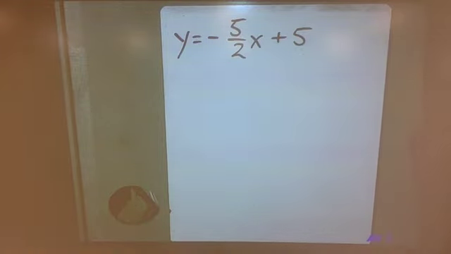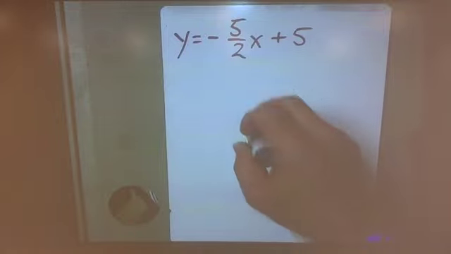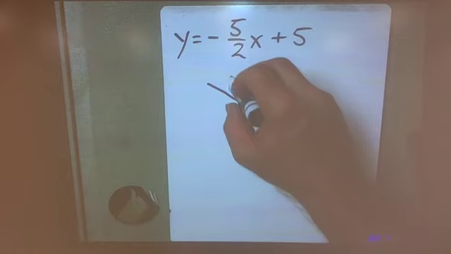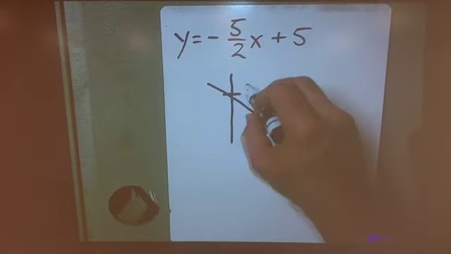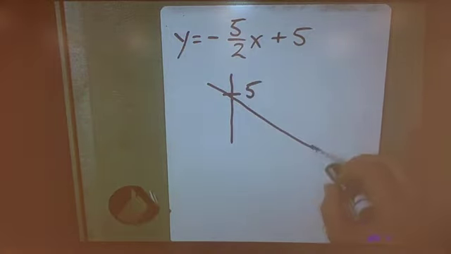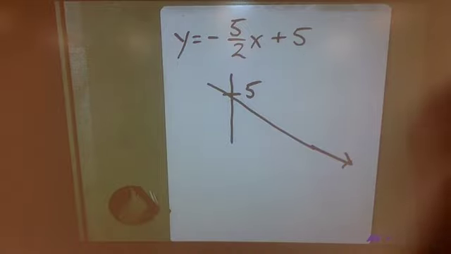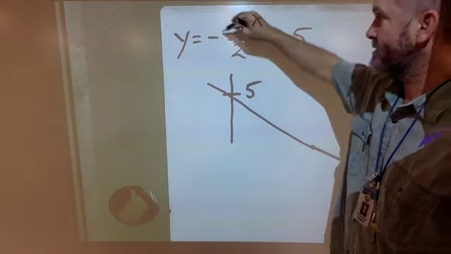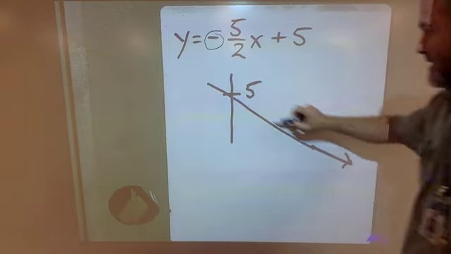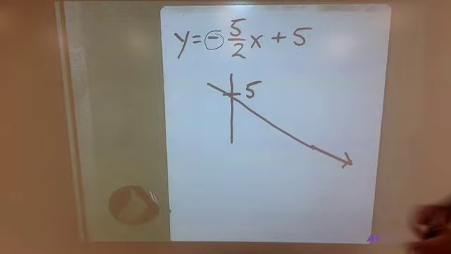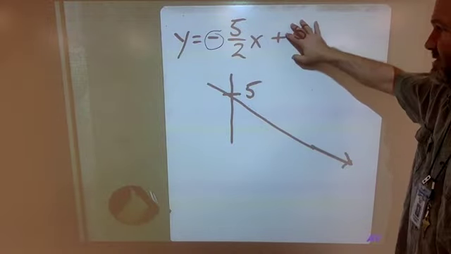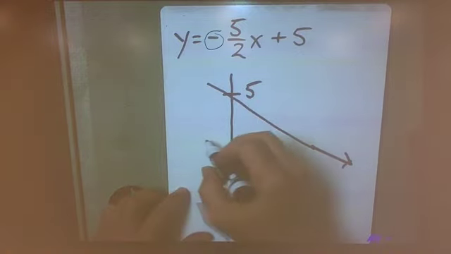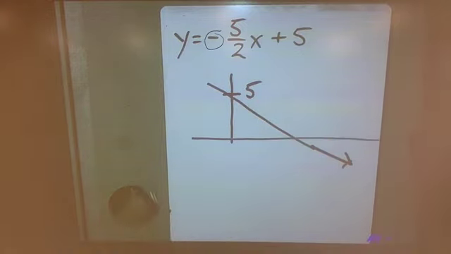Okay, how would you match this up to a graph? You would look for a graph that had the line going down and cross the y-axis at 5. It would be right there. So your line is going down to the right because your slope is negative. This right here is the slope because it's next to the x. The fact that it's negative means that the line is going down. And then the y-intercept is a number by itself. It's a plus 5, so it's up at 5. So it would look something like this.